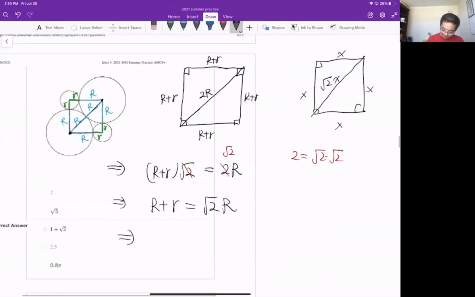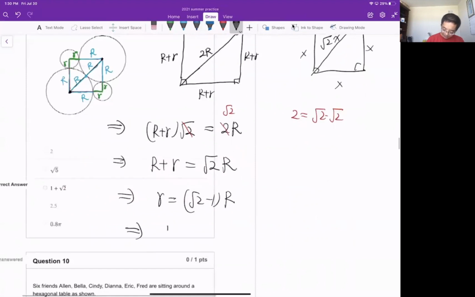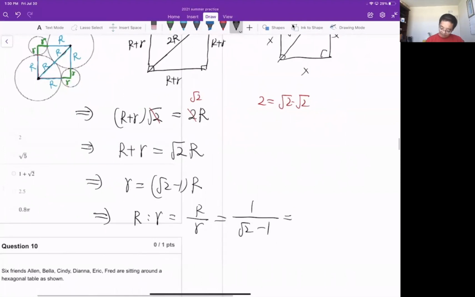This gives us r equals the square root of 2 minus 1 times R. This means the ratio R to r, let's write R over r, is just 1 over the square root of 2 minus 1. Now we need to simplify this. How do we simplify? We multiply the top and the bottom by the square root of 2 plus 1.